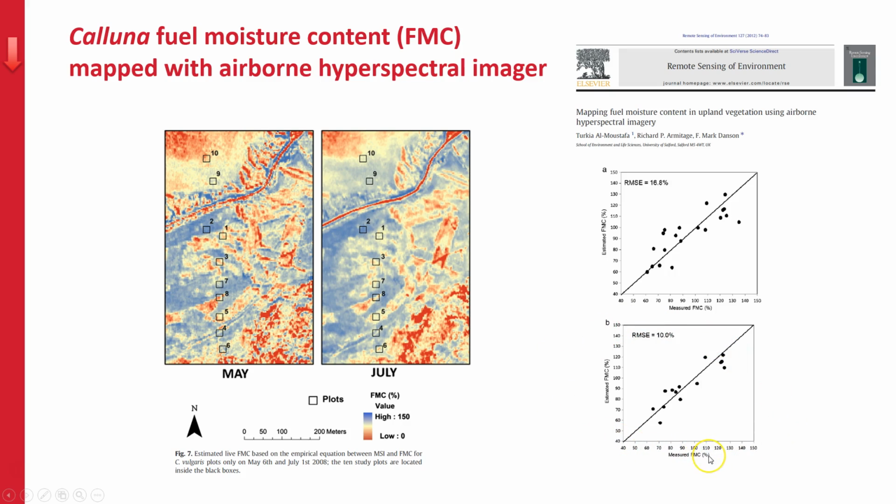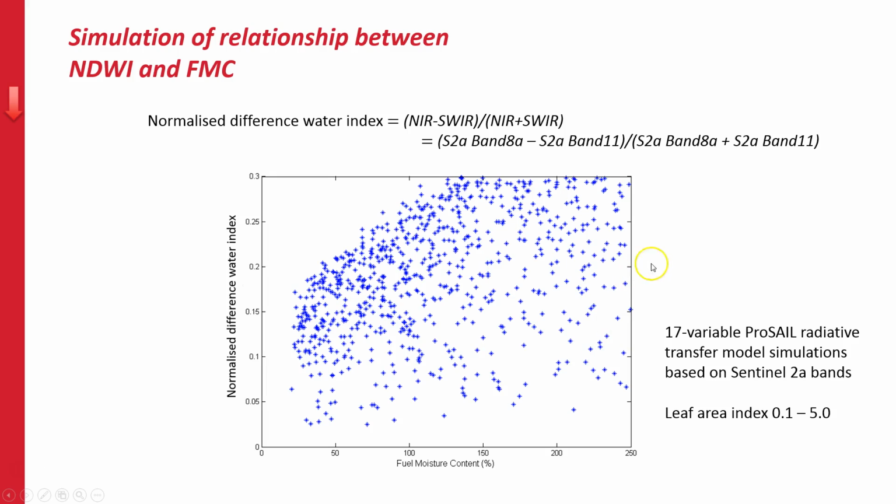So this is the measured fuel moisture content at a number of different plots, and this is the fuel moisture content estimated from the moisture stress index. So the objectives really of the current research were to see if we can extend these very local scale measurements to map fuel moisture content over larger areas. So the first question is, can we find a useful relationship between fuel moisture content and remote sensing data?